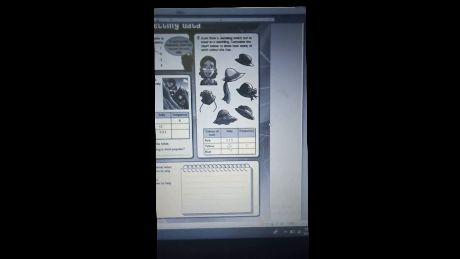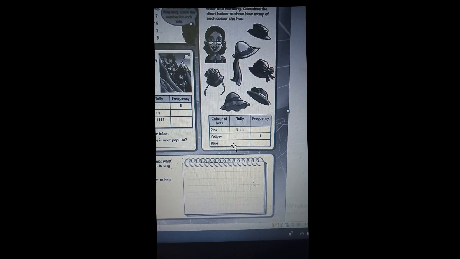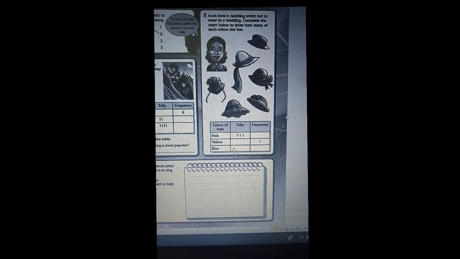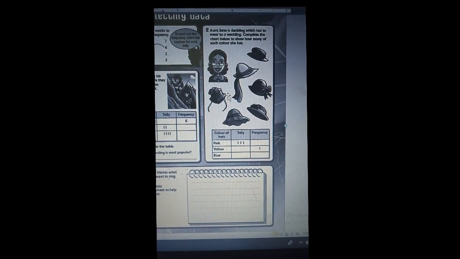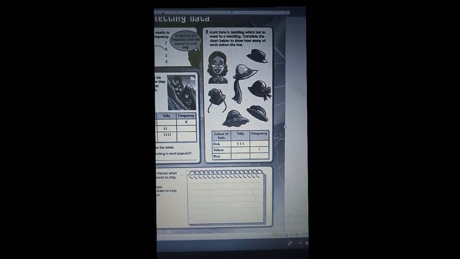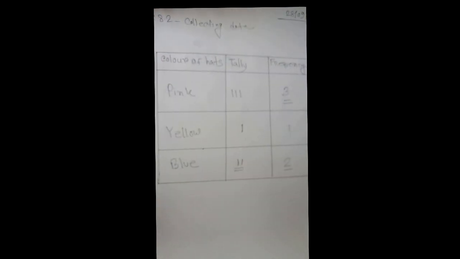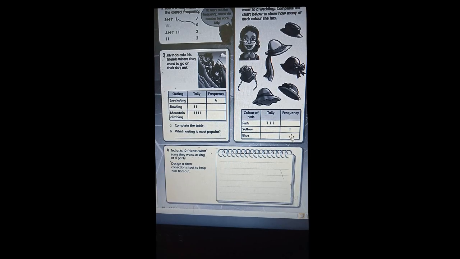Now next one is blue. How many blue hats here? Here are 2 blue hats. So you have to draw here at first 2 tally signs and after that write here in the frequency column 2. So write down here 2 tally signs and after that in the frequency column we have to write here 2. Number 2 is done. Now we will start number 3.